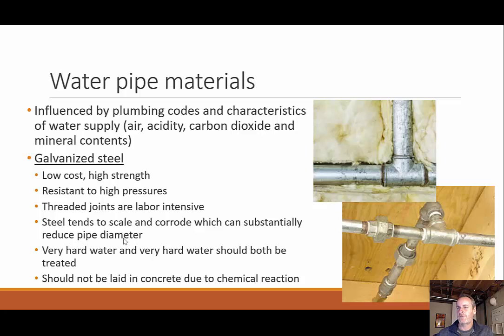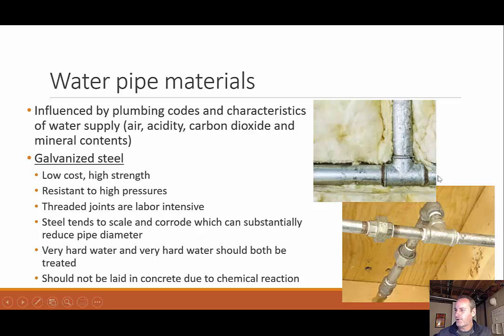You don't see galvanized as much anymore, but when we talk about water pipe materials, what's going to be used for these water lines? Of course, the plumbing codes will dictate a lot of this, and we'll need to look at things like the air, the acidity, the carbon dioxide, and the mineral contents of the materials that are carrying our water. So galvanized steel, like I said, is not used as much anymore. It's still low cost, high strength, and resistant to high pressures. It's a thicker-walled tubing, so it's very strong.